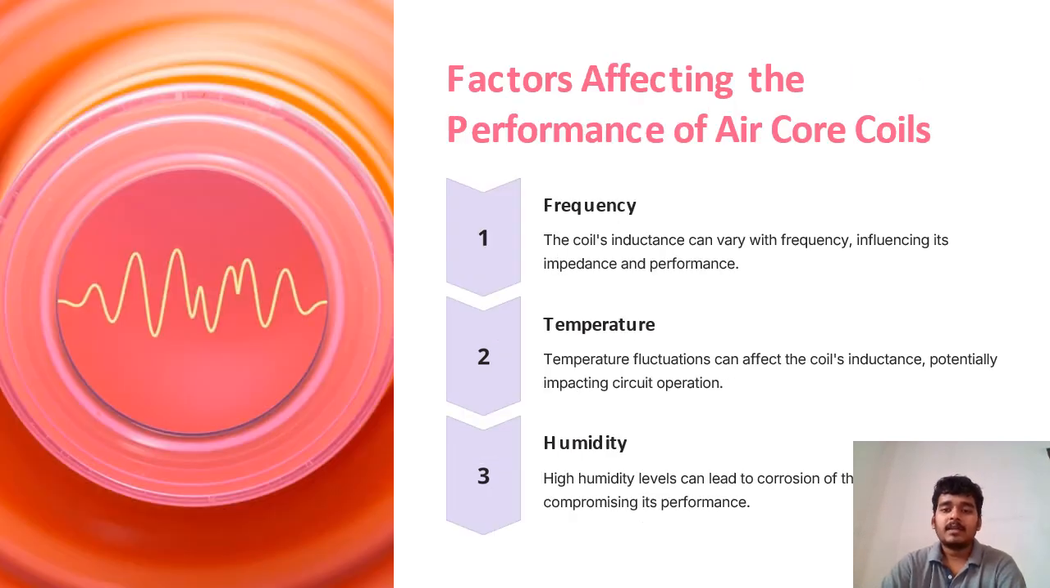Coming to factors affecting the performance of air core coils. There are three factors that affect the performance of air core coils: frequency, temperature, and humidity. First one, frequency: the coil's inductance can vary with frequency, influencing its impedance and performance. Next one is temperature: temperature can effectively influence the coil's inductance, potentially impacting the circuit operation. Humidity: high humidity levels can lead to corrosion and degrade its performance. So these are the factors affecting the performance of air core coils: frequency, temperature, and humidity.